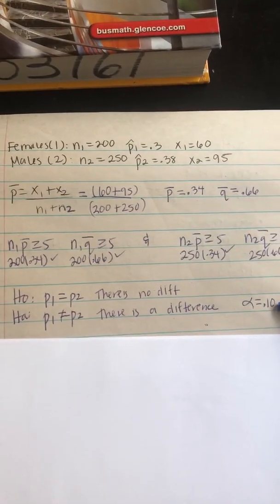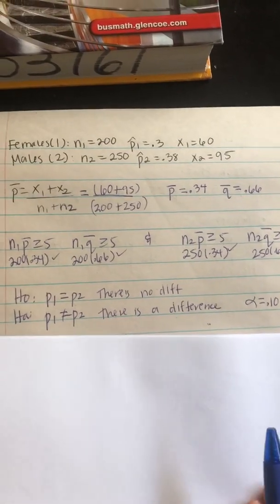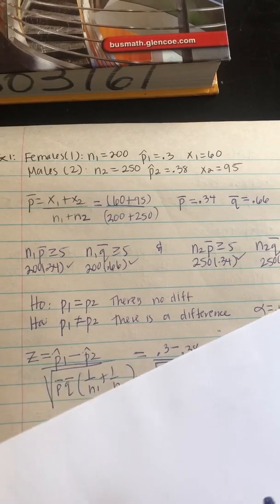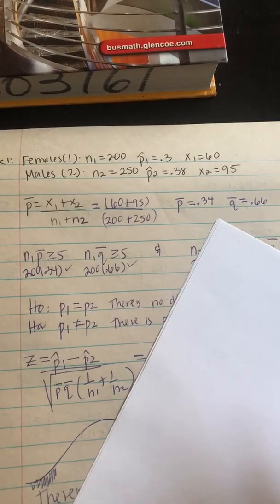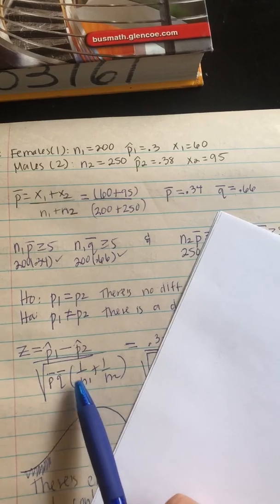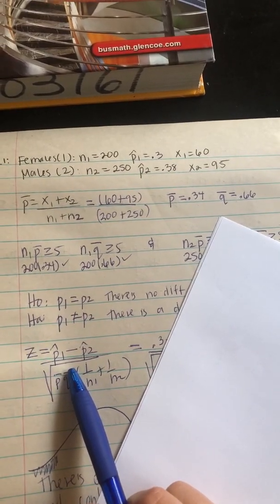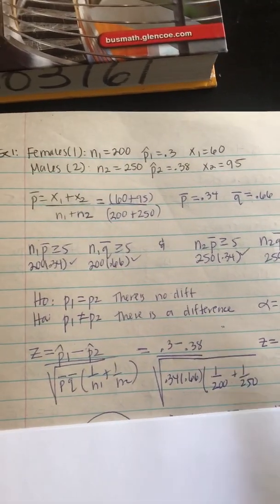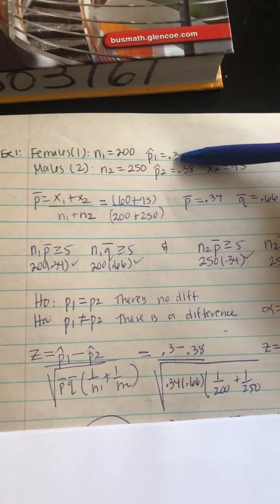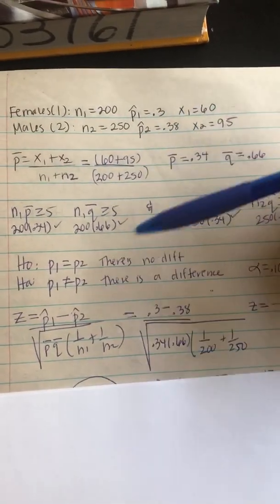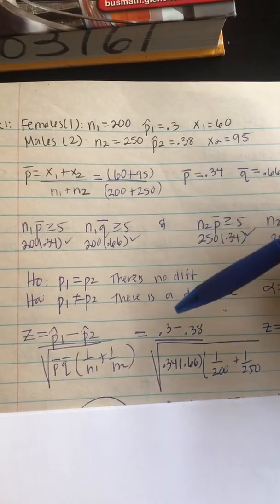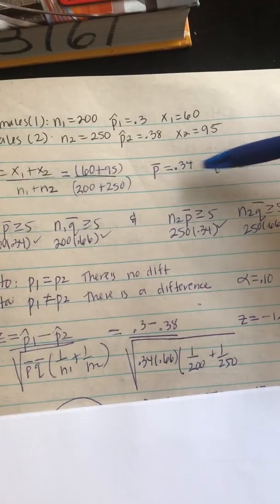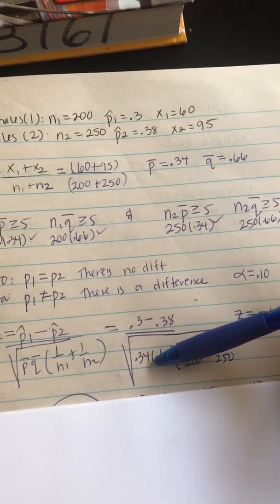That's your significance level, and then the formulas. Just do one step at a time so that you don't feel like it's a lot. Here's the formula; I suggest that you write it down and then get the values from your problem. At the top, I have everything. P hat sub 1 is 0.3. P hat sub 2 is 0.38. They're right here. And then P bar and Q bar, you substitute them in here.